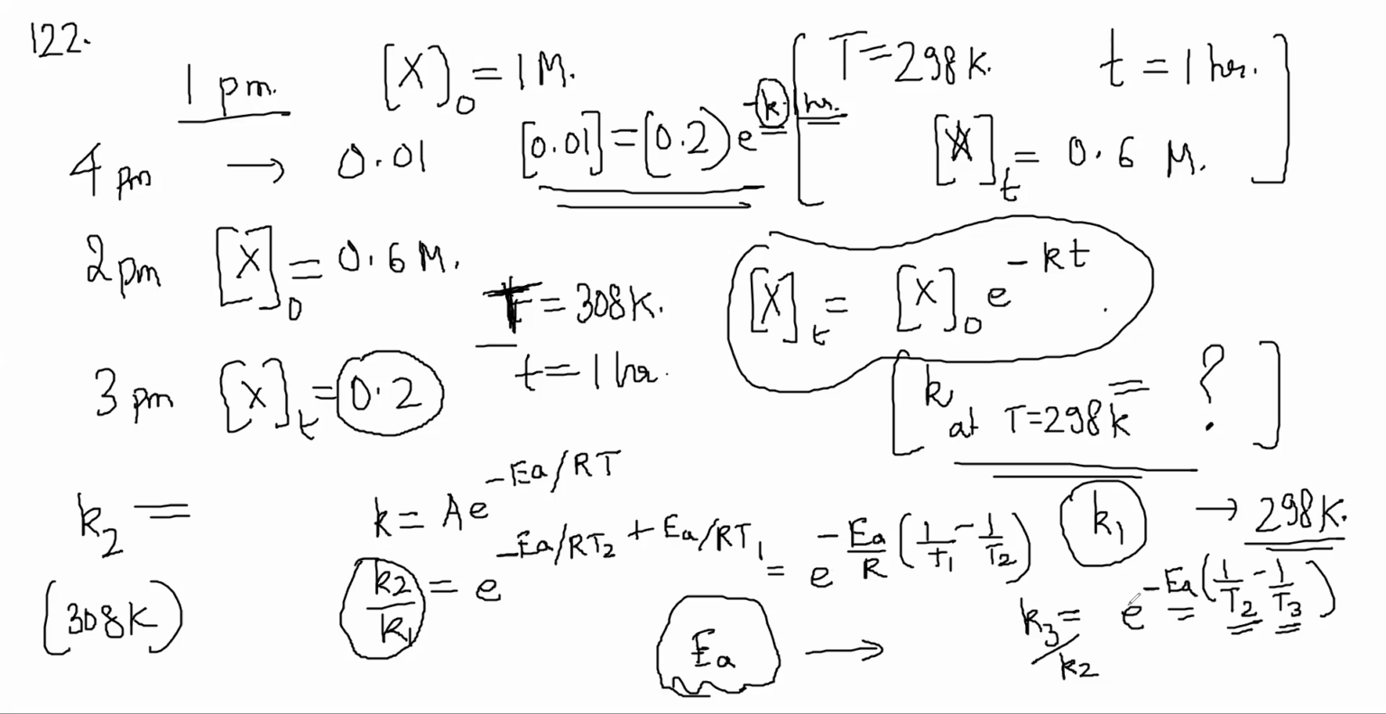EA is known from the previous part. K3 by K2 is known, and you can find it, right? This will be the temperature required.